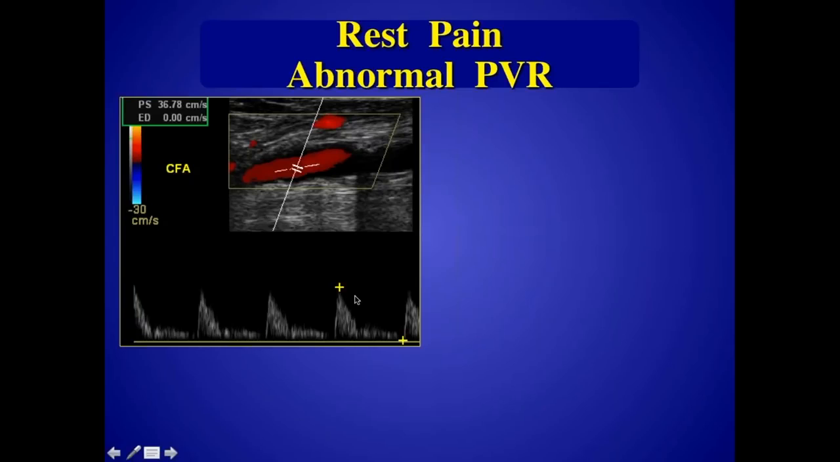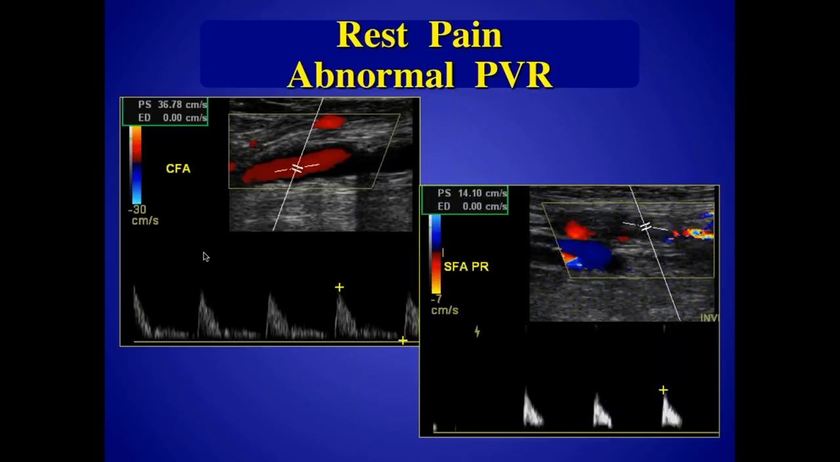That might be tricky for you, but one of the things that I do, first of all, is I look at the upstroke. If it has a good rapid systolic upstroke, then I'm considering the inflow is good, the lesion is likely downstream. So let's take a look.